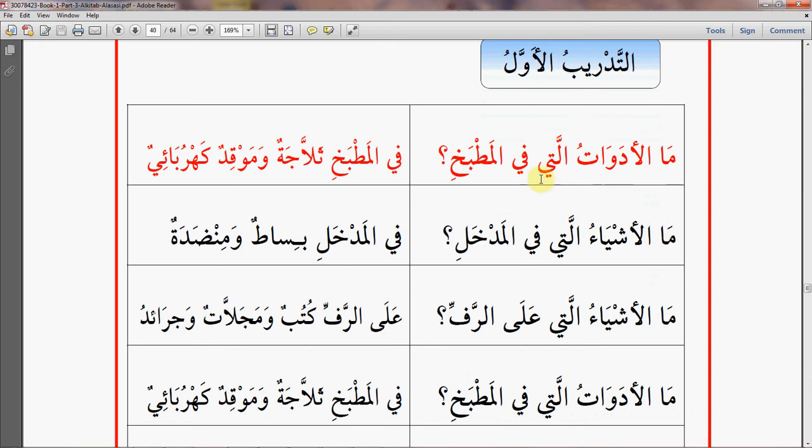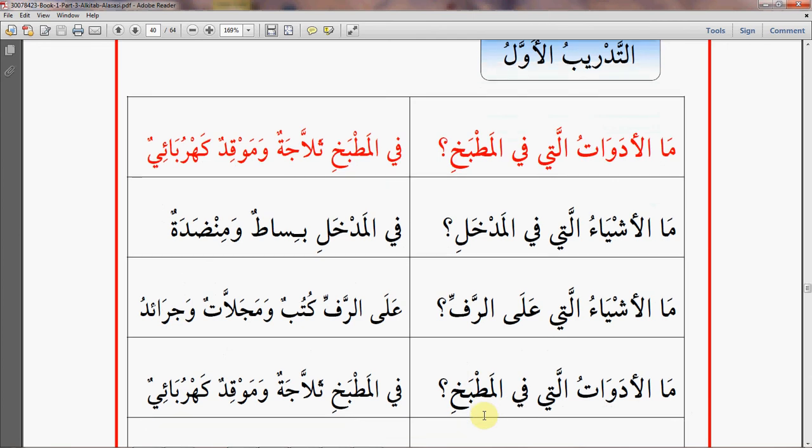Now, ما الأدوات التي في المطبخ is similar to ما الأشياء التي على الرف. No, they are not typical, but we learn another useful sentence, which is ما الأشياء التي على الرف. How to translate this? What are the things which are on the shelf? Okay. ما الأدوات التي في المطبخ is similar to the fourth one or the third one. ما الأدوات التي في المطبخ? Yes, these are similar to each other.